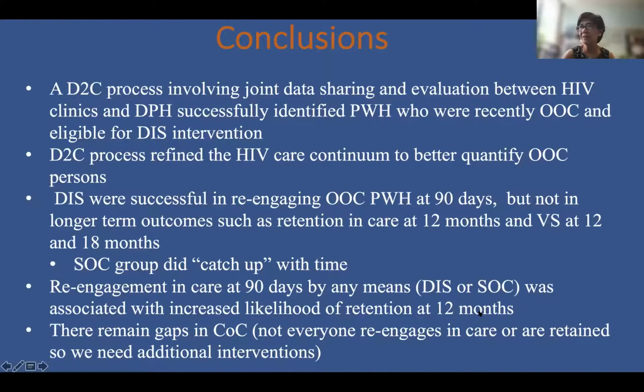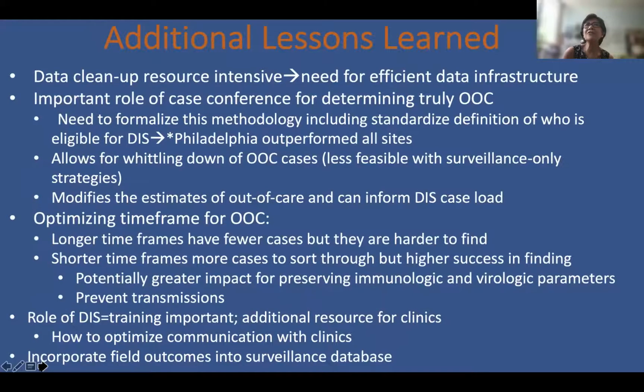So that's important. Whether the clinic does it or the DIS do it, just getting them in at 90 days makes it more likely that they're going to be retained at 12 months. But there are still gaps, because not everyone in this group re-engages in care. Even though the DIS jump-started things, we still have people who were not amenable to any of these interventions. So how about additional lessons learned?